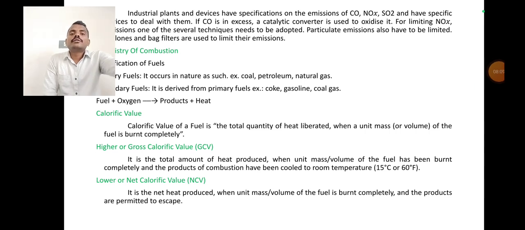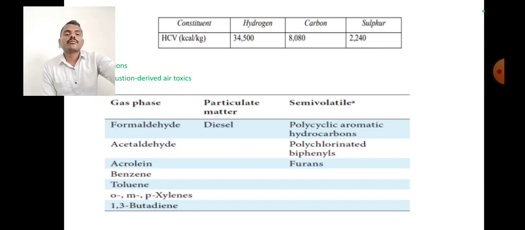Next is the history of combustion, theory of combustion, calorific value, and higher calorific value. We have already seen that when fuel and oxygen combine, combustion takes place and produces products and heat. How much heat can we extract from a fuel? Different fuels have different calorific values or heating values.